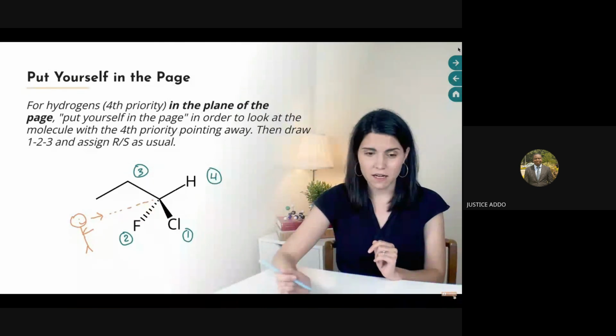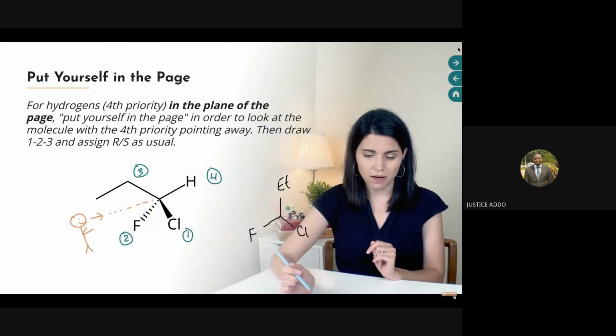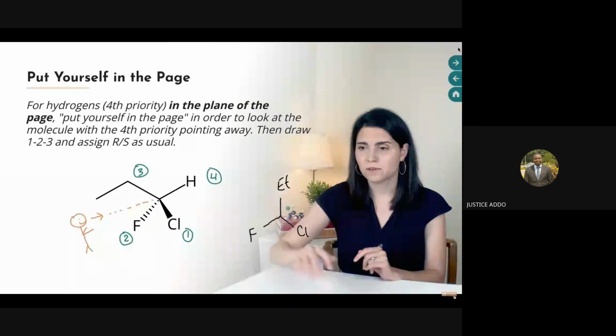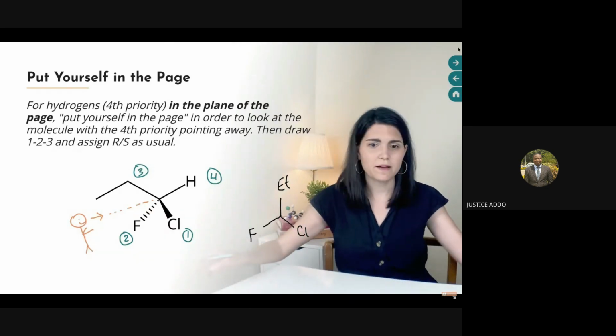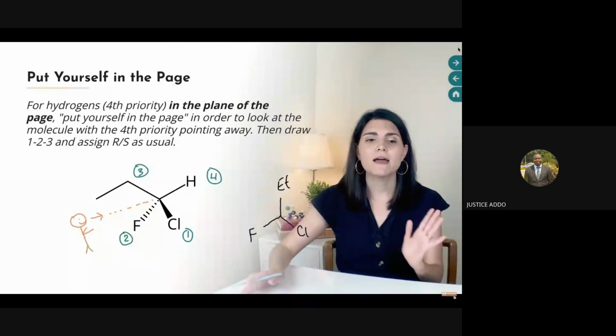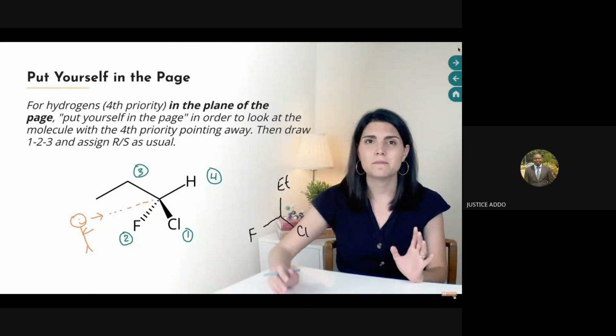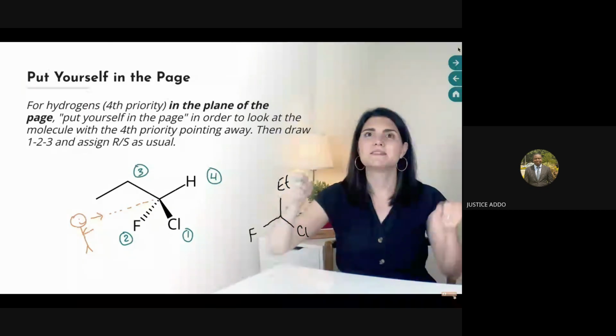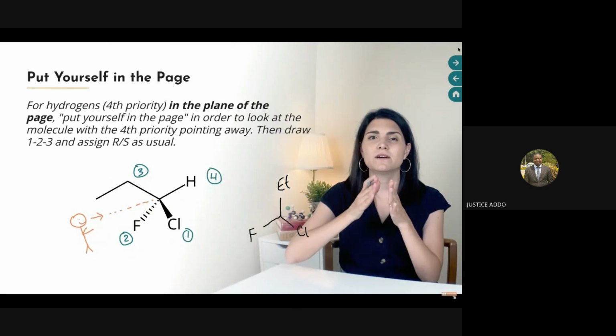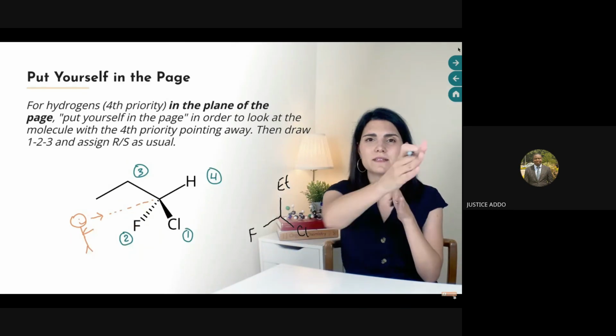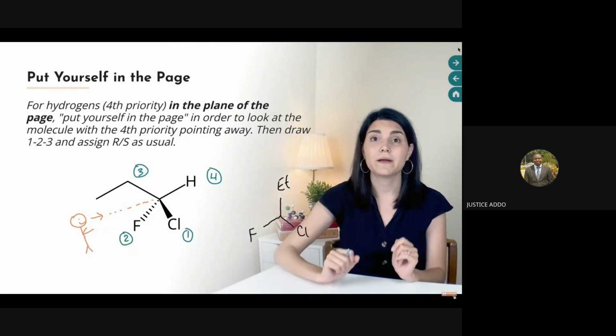So if I'm standing there in the page, I would see a chlorine atom down and to my right. I would see a fluorine down and to my left. So chlorine down to my right, fluorine down to my left. And then straight up above my head, I would see that ethyl group. So I'm going to imagine those three groups as if they are my steering wheel. I've got that steering column between the chirality center and the hydrogen pointing away from me.